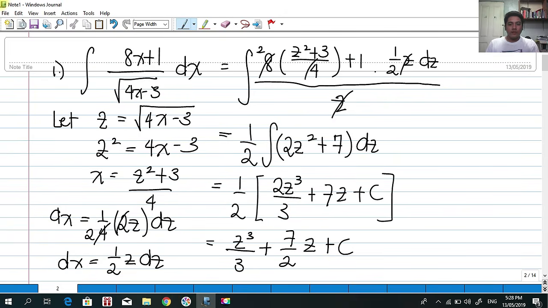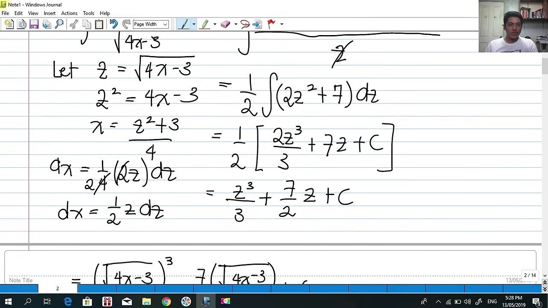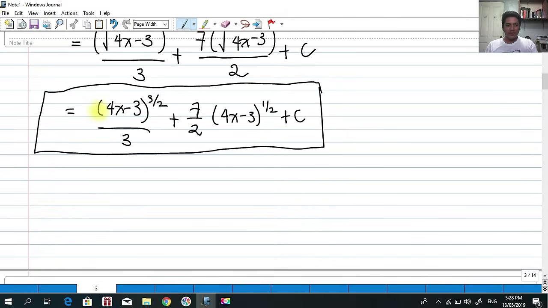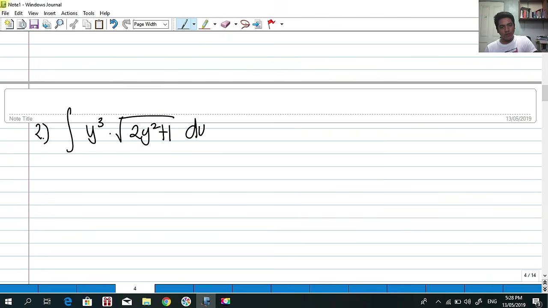Okay, so now we're done with number 1. You can also choose z as 4x minus 3 and then perform the integral. So for our number 2 problem, we have the integral of y cubed multiplied by the square root of 2y squared plus 1 dy. Evaluate that integral. What we are going to do is the same algebraic substitution.